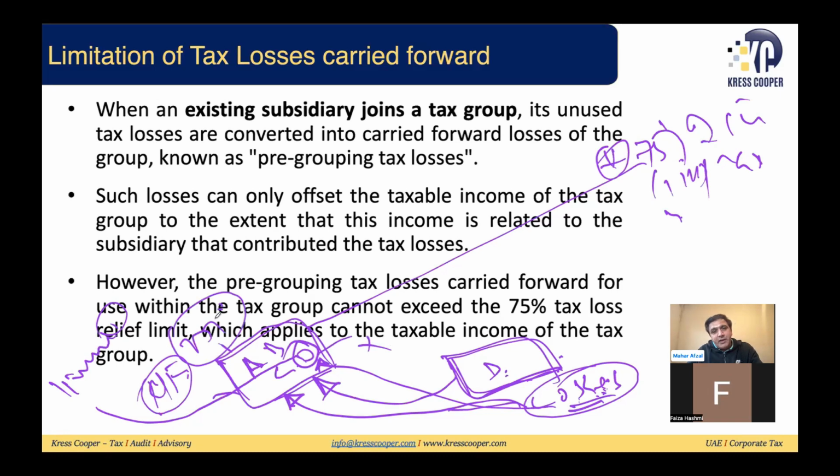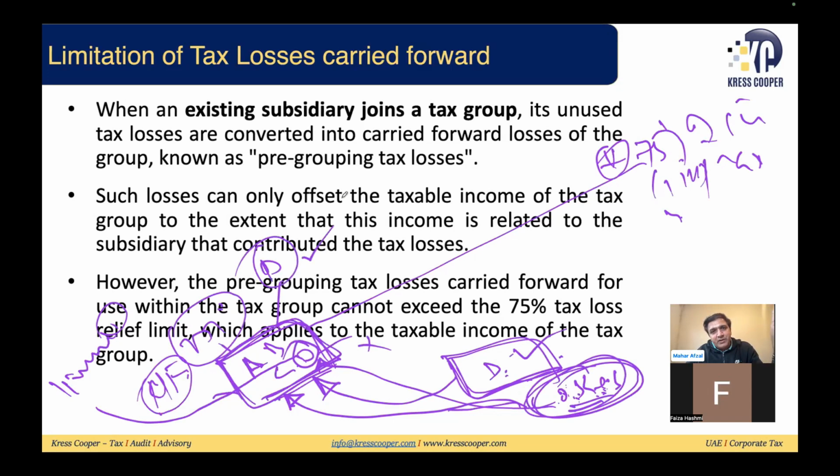So if there are any pre-grouping losses which have not been adjusted 100% in this group, and in case D is leaving the tax group, D will carry forward the pre-grouping losses. If these pre-grouping losses have not been 100% adjusted and losses are still remaining, then D can carry forward these losses with itself. So this is very clear, right?